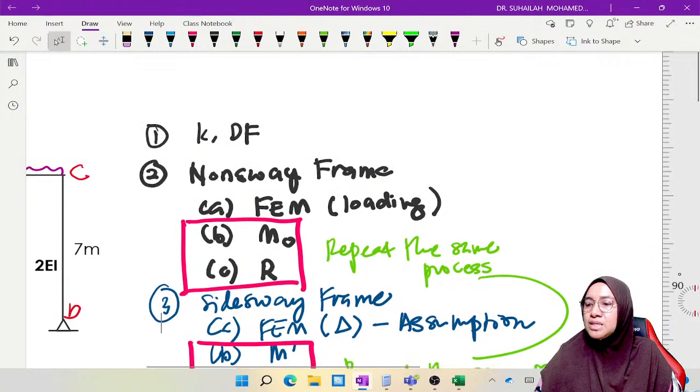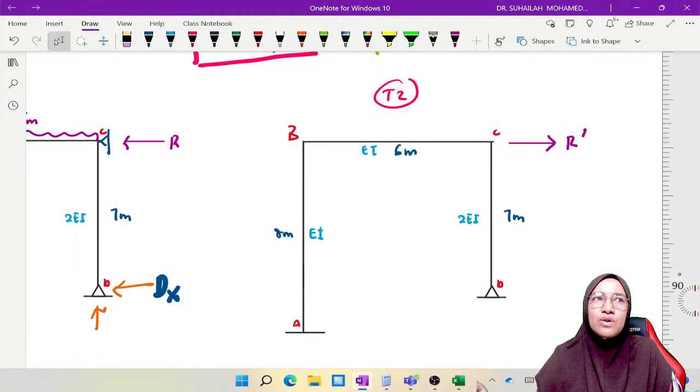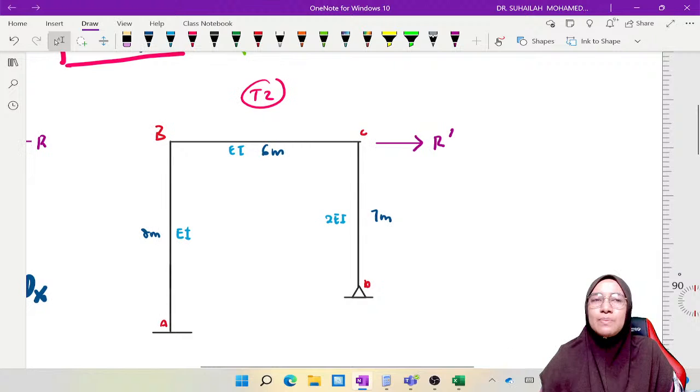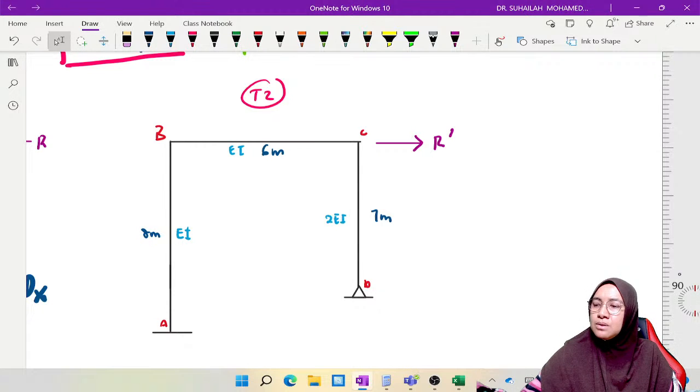So this is actually the frame. Let me show you the frame. Okay, this is the frame for table number 2. This is the frame which is subjected only to R prime. There is no FEM due to loading. So this frame has only got the effect from side sway, the delta.